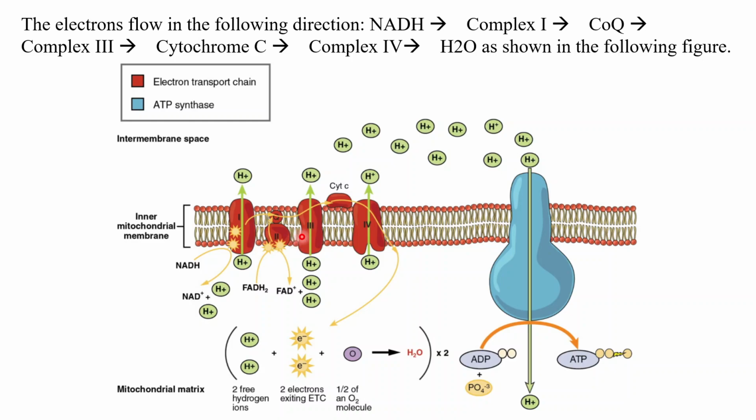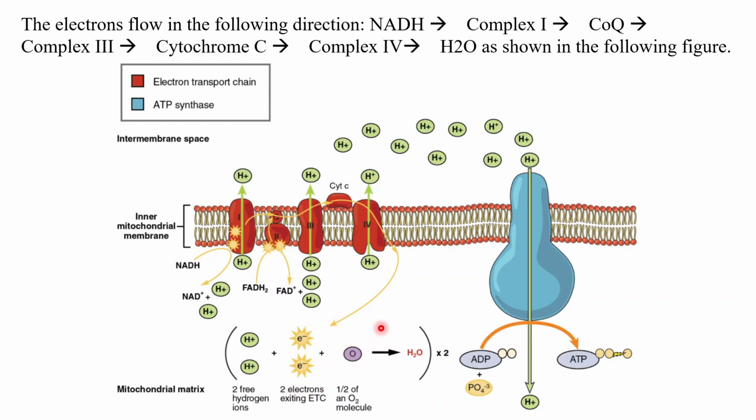In complex 3, those electrons are then transferred from complex 3 to cytochrome C, which is again present on the membrane. From cytochrome C, the electrons are transferred to complex 4, and from complex 4 they are transferred to H2O molecules. Basically, these electrons are transferred to the oxygen molecules to form the H2O molecule. So oxygen is the terminal electron acceptor.